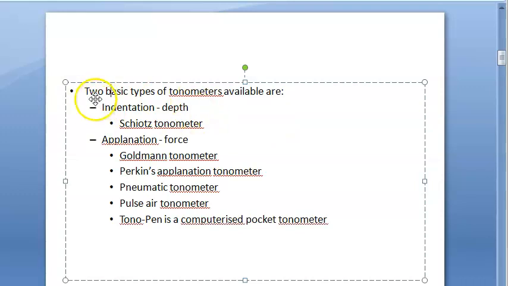So when it comes to instruments, you have the Indentation Tonometer and the Applanation Tonometer. Indentation measures the depth by which you can indent the cornea. Applanation is the force required for you to flatten the surface, which is proportional to your pressure inside the sphere. So for the indentation, you have the Schiotz Tonometer. For applanation, you have the Goldmann Tonometer, Perkin's, Pneumatic Tonometer, Pulsar Tonometer, Tono-Pen. This Pulsar one is the no contact one. Everything else has contact. What do you say, people?